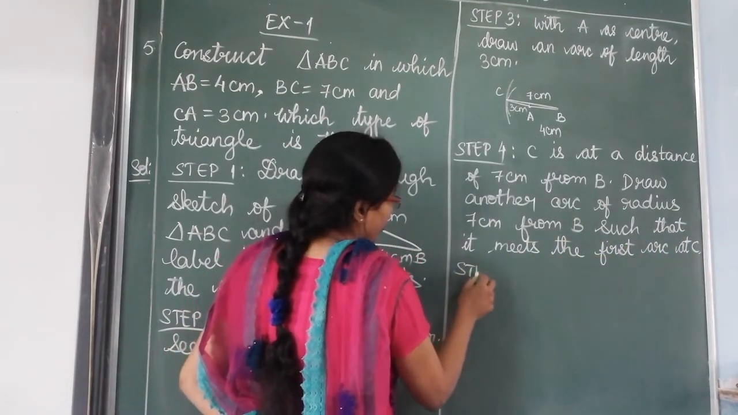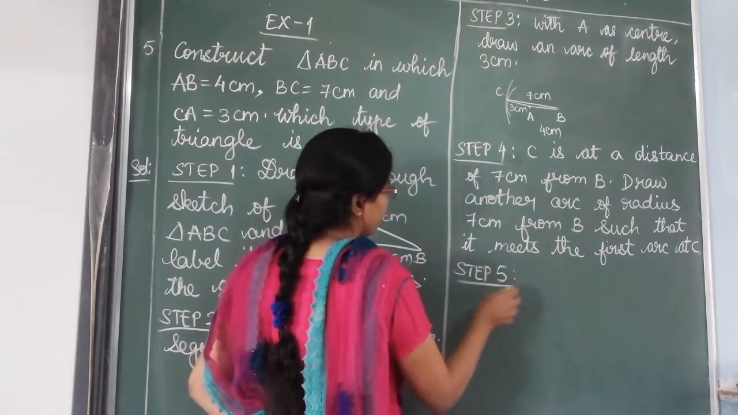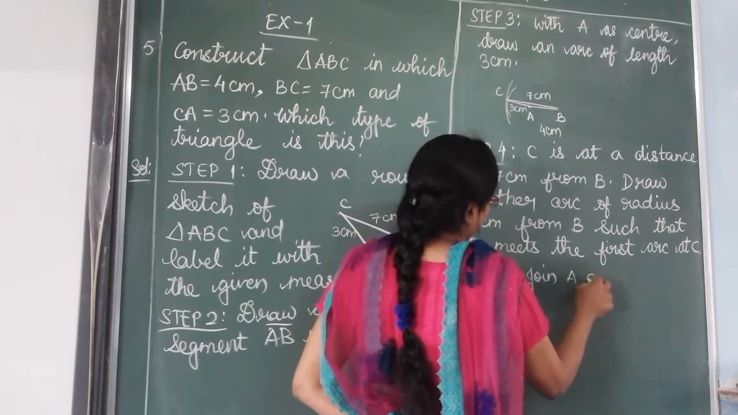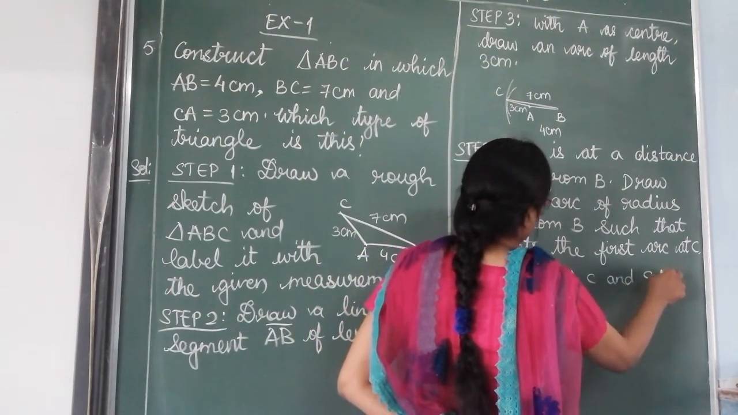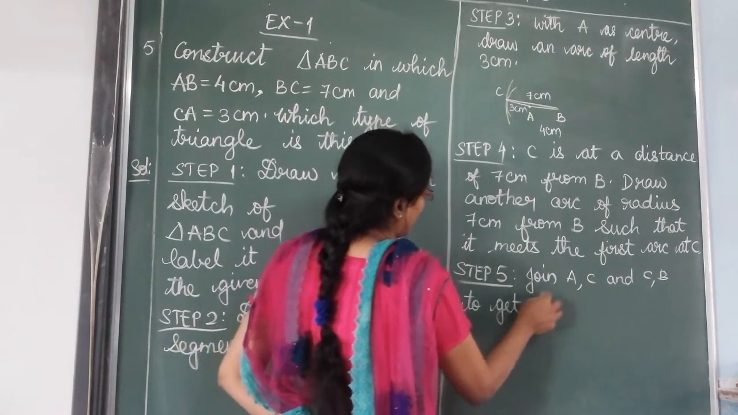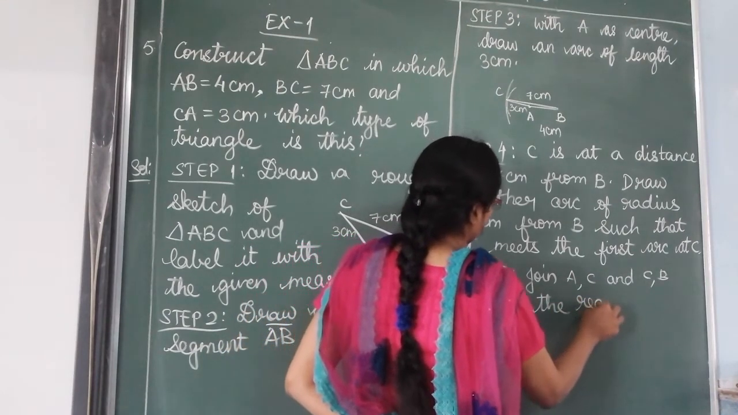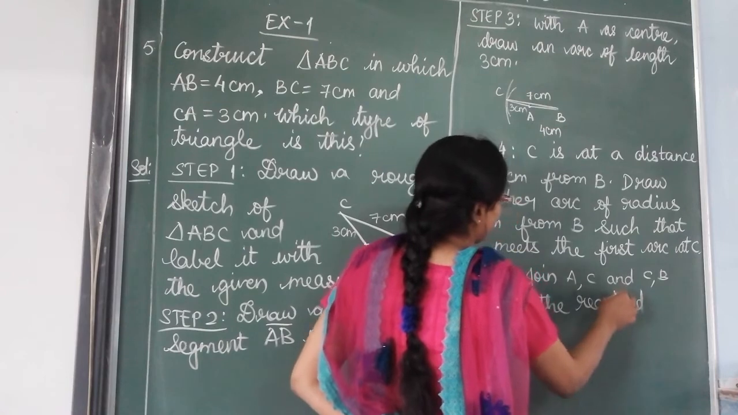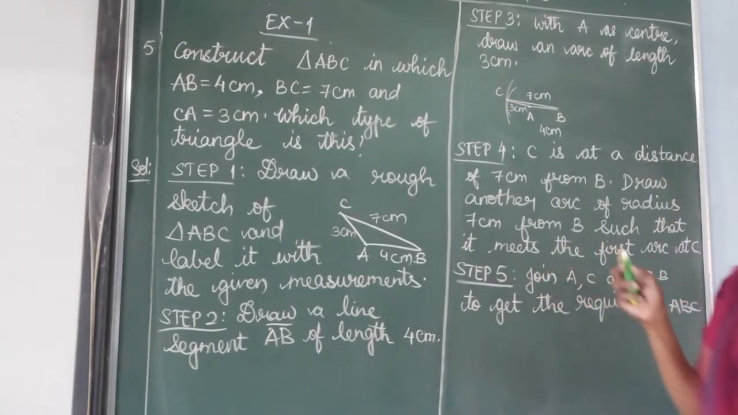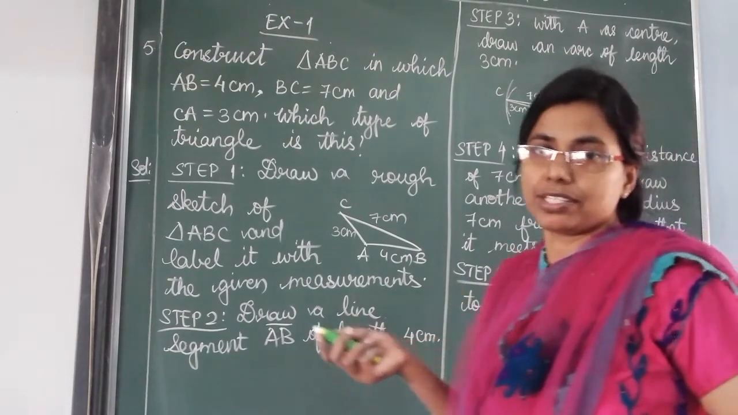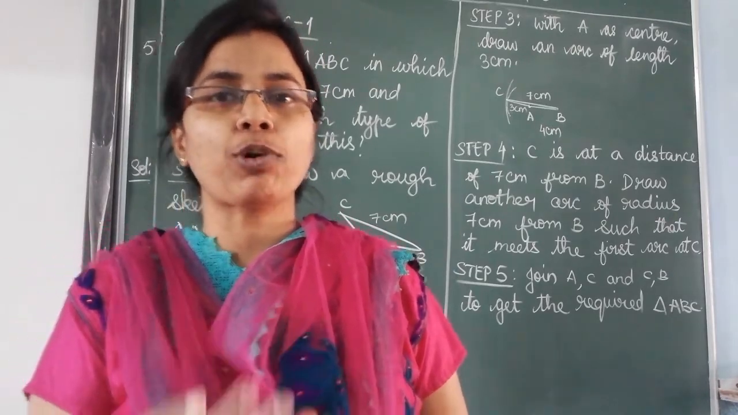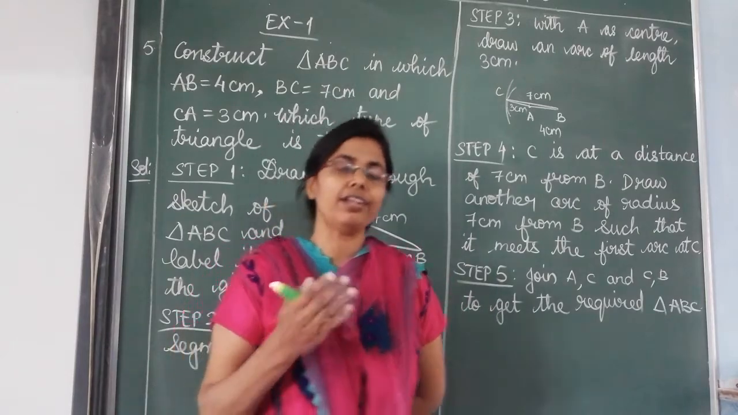Now step 5 is join AC and CB to get the required triangle ABC. And here we have seen that the required triangle ABC has an angle more than 90. The angle formed at A is more than 90 degrees, so it is an obtuse angled triangle.